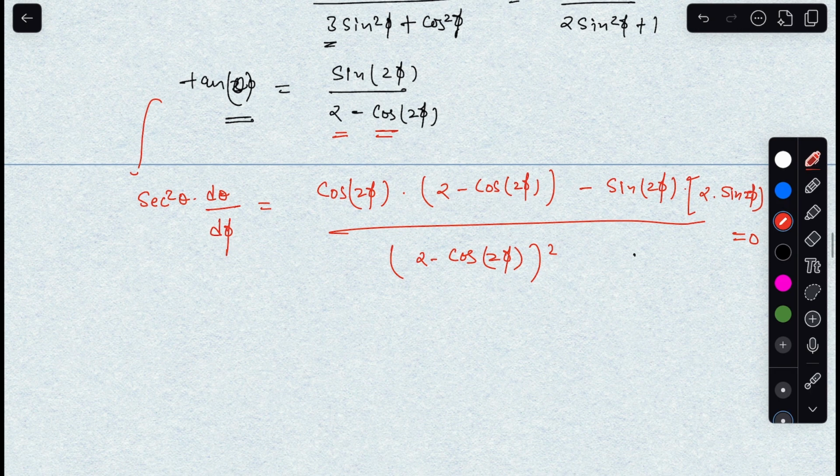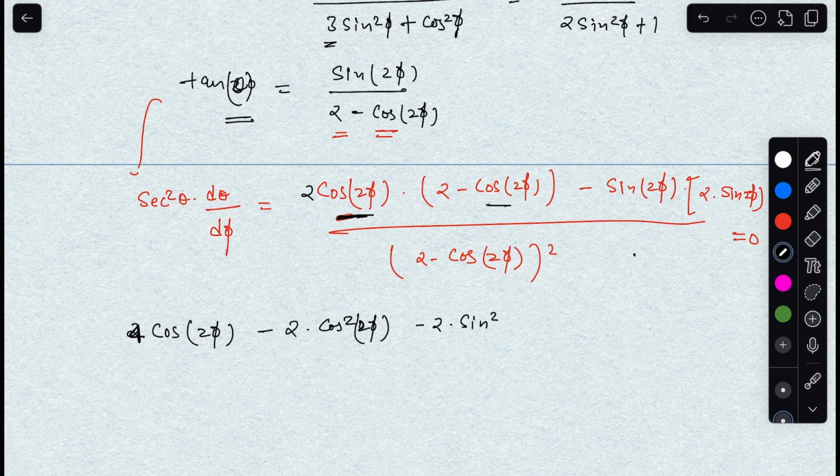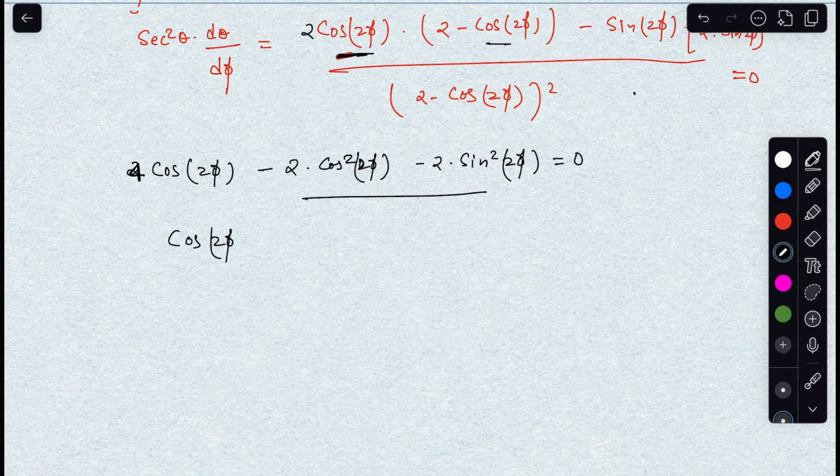When you equate it to 0, basically the numerator becomes 0, so let me simplify it. We get 2 cos 2 phi, and then this becomes minus. Somewhere we have missed a 2 in the differentiation, so it is 2 times cos square 2 phi, and here 2 times sine square 2 phi equals 0. So we get 4 times cos 2 phi equals 2, so cos 2 phi equals 1 by 2, so 2 phi becomes 60 degrees, pi by 3, so phi becomes pi by 6.